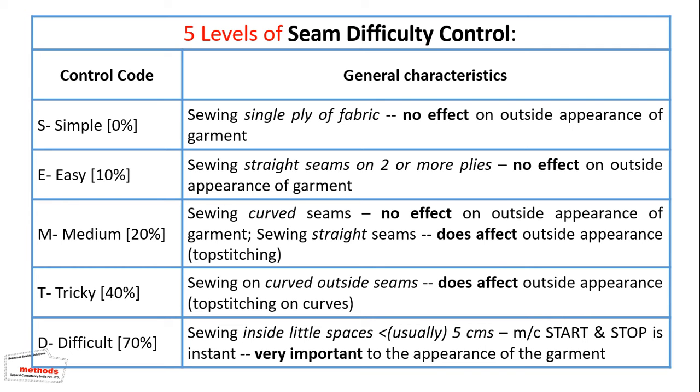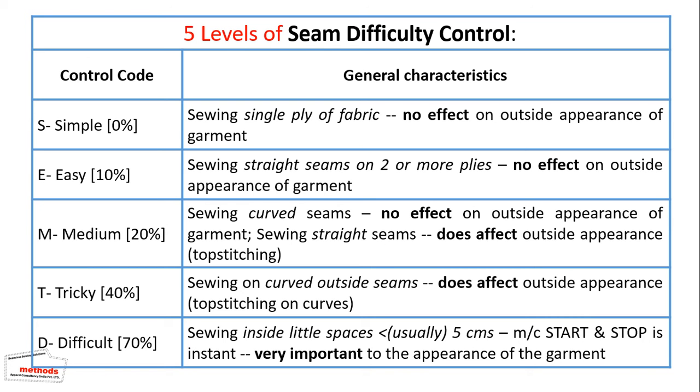The next difficulty level is medium, denoted by a capital M, and is used when sewing curved seams that do not affect the outside appearance of the garment, or also while sewing straight seams which do affect the outside appearance of a garment. An example would be sleeve attach for curved and any top stitch for the straight. The next level is tricky level, denoted by a capital T. This is used while sewing on curved outside seams like top stitching on curves that do affect the outside appearance. An example would be curved top stitch on armhole or neck.